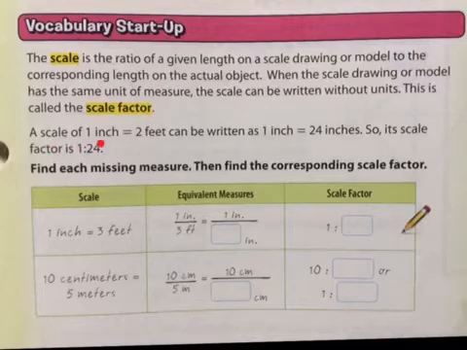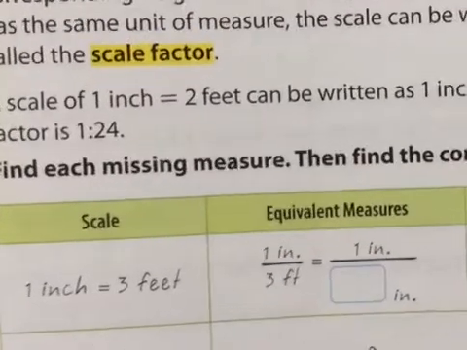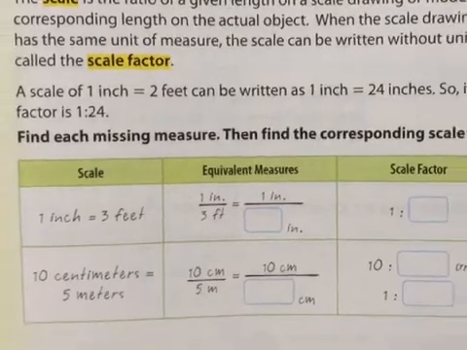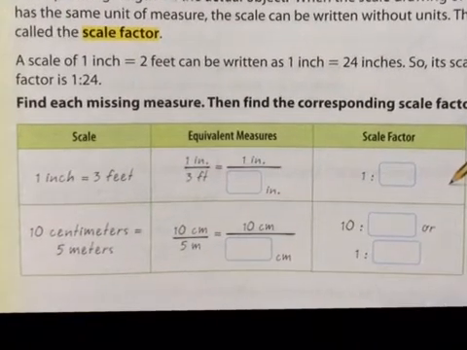A scale of 1 inch to 2 feet can be written as 1 inch to 24 inches. You see, because every foot has 12 inches, so 2 of them would have 24. So we just made it a scale factor. So its scale factor is 1 to 24. It doesn't just have to be inches. This 1 to 24 can be for every 1 meter, there's going to be 24 meters. For every 1 mile, there's going to be 24 miles. Okay? That's why we don't need to include the units. We just know that that's how they compare.